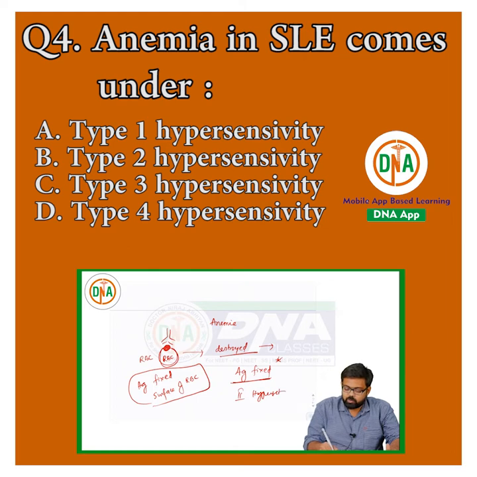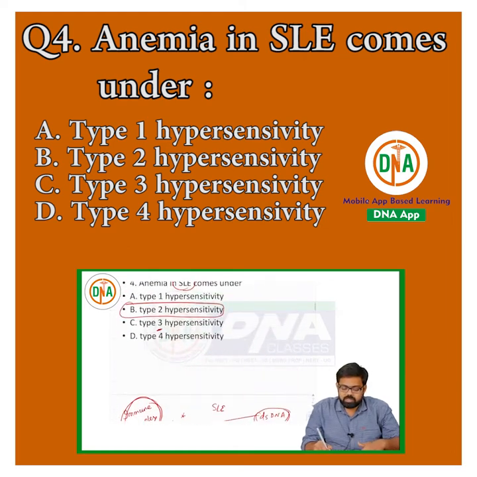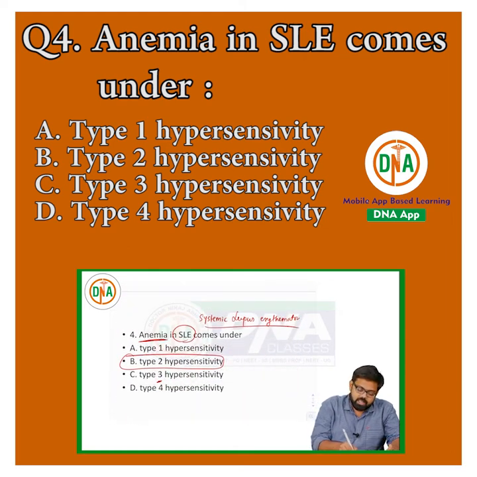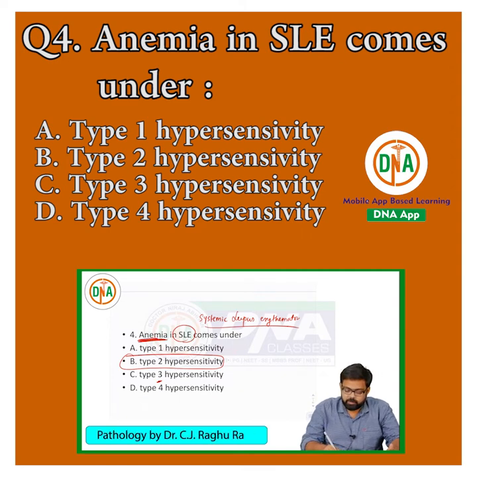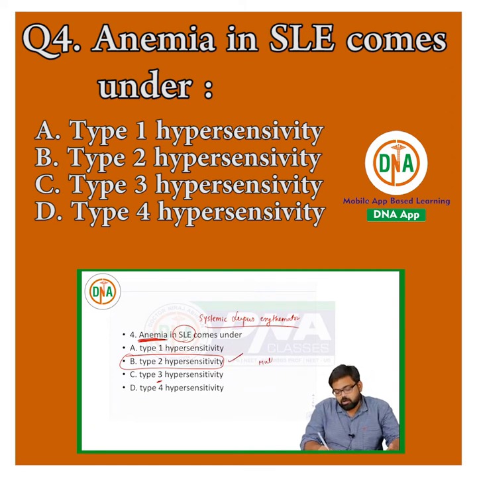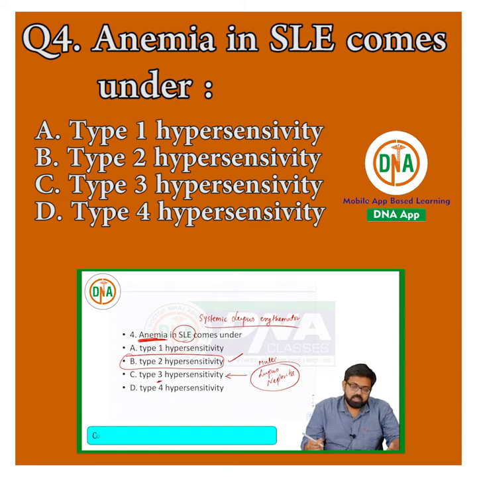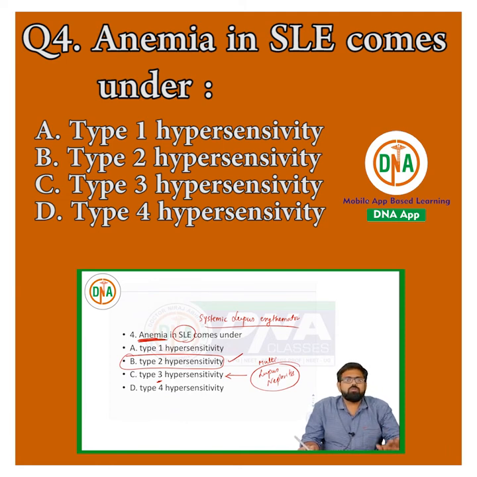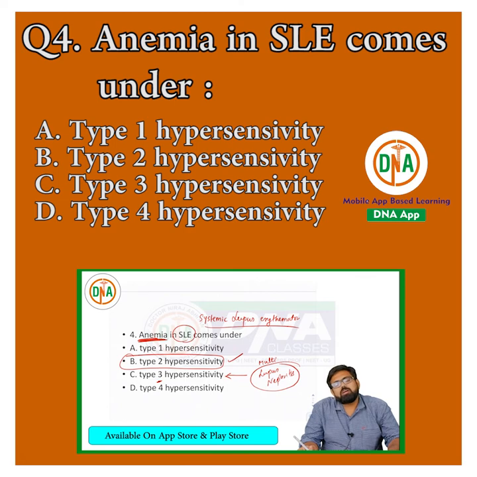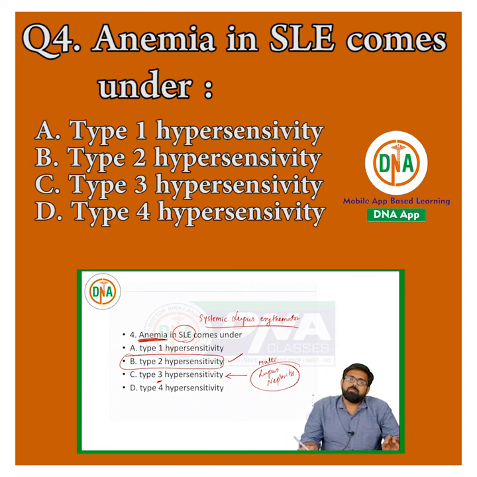So what was asked in the question is, what is the hypersensitivity seen in anemia in SLE? It is type 2. If it is a multi-organ involvement or lupus nephritis seen in SLE, which type of hypersensitivity? Then the answer should be type 3. Is it clear?